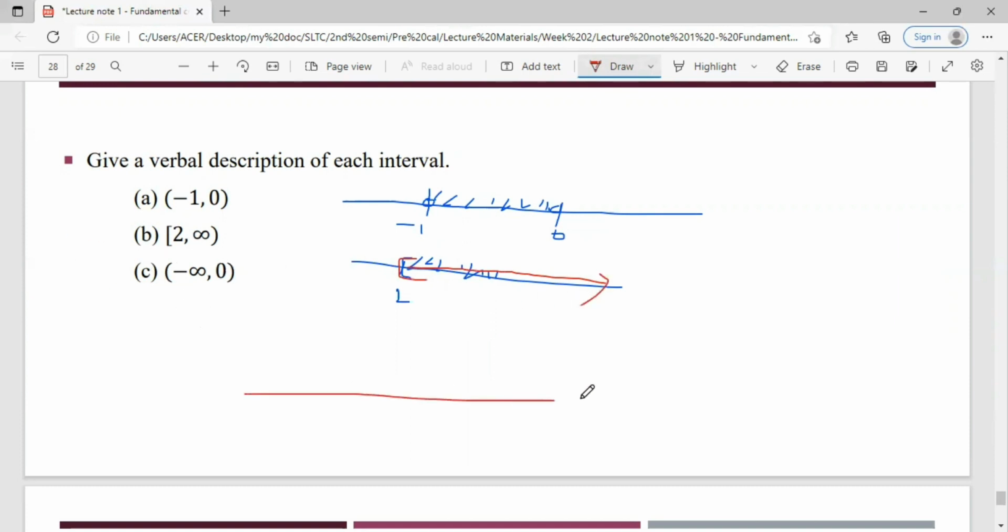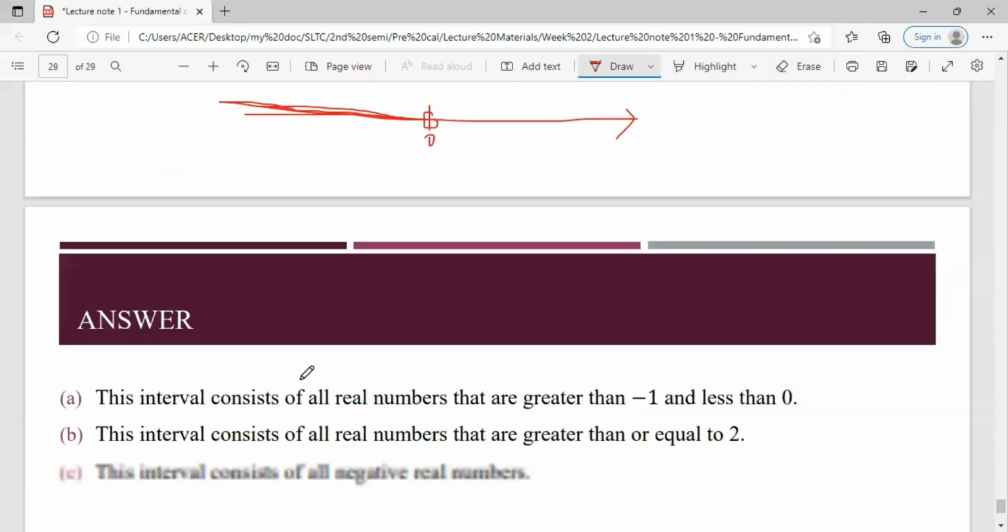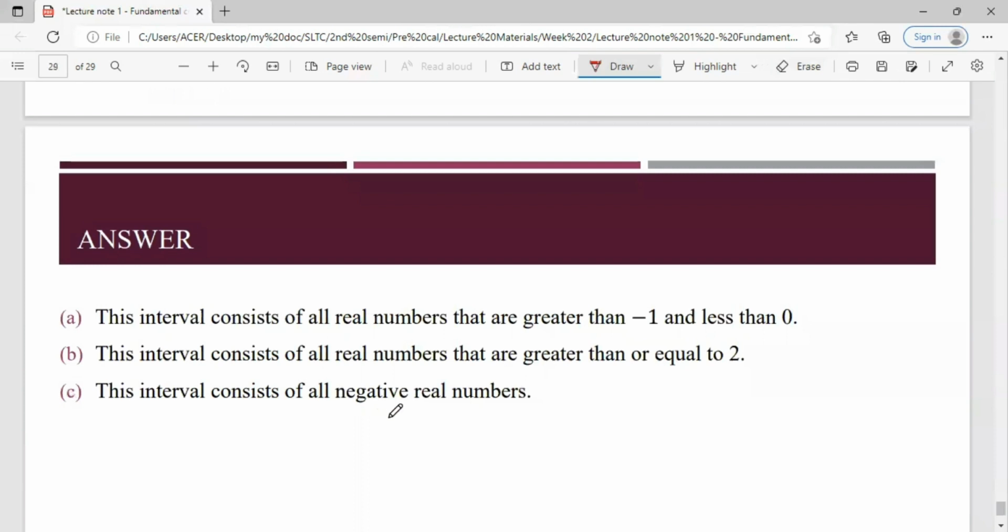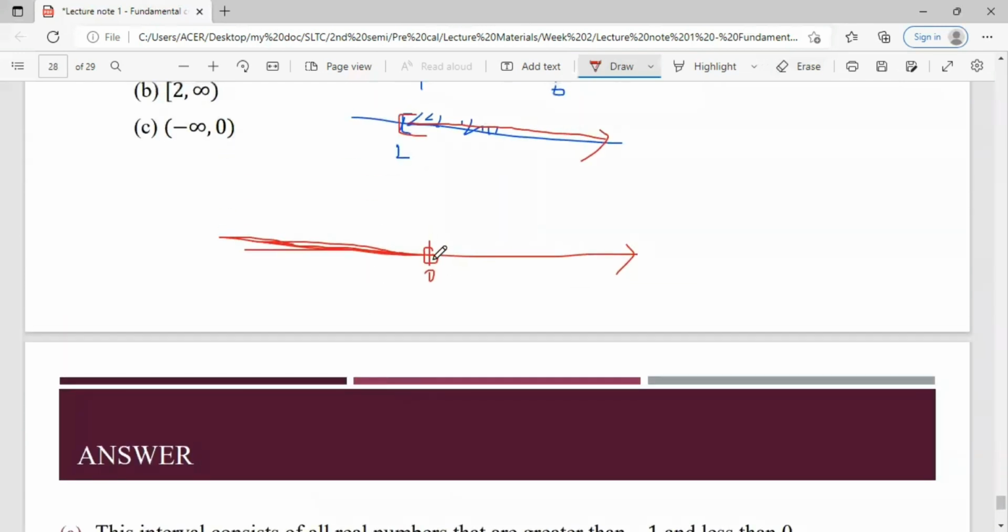Considering the last one, this consists of all the real numbers that are less than 0. If we mark 0 here, it has an open bracket, not a closed bracket, so we just draw a circle, and this side. So this interval consists of all negative real numbers. We know that 0 is here, and the left-hand side of 0 means all the negative values.